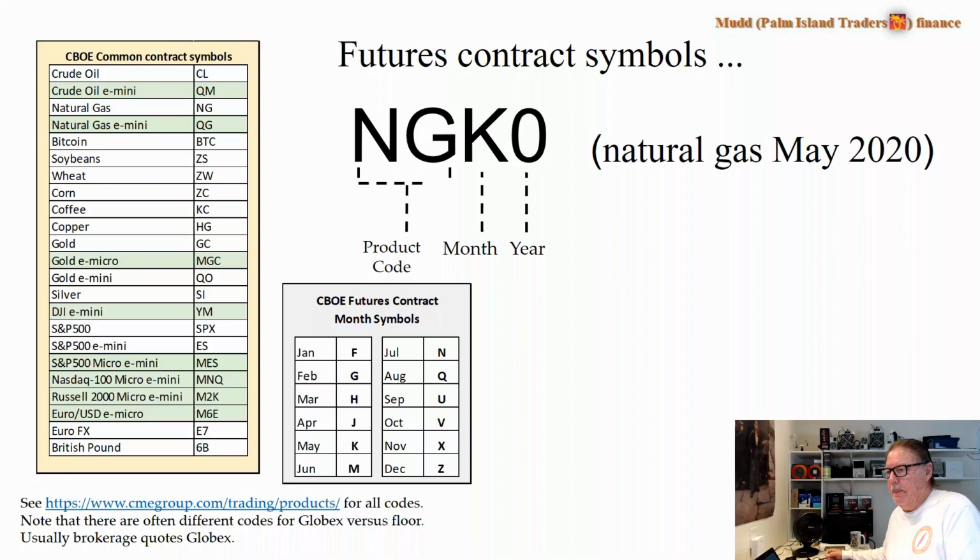So it's also the practice for many of the brokers, and that's certainly the case, interactive brokers, that the year they represent with a single digit. Although I do see some quotations from other sites that use double digits. So since this is May 2020, then the appropriate symbol for this contract is NGK, K being for May, and 0 being for the last digit of 2020. It may elsewhere be represented as NGK20.